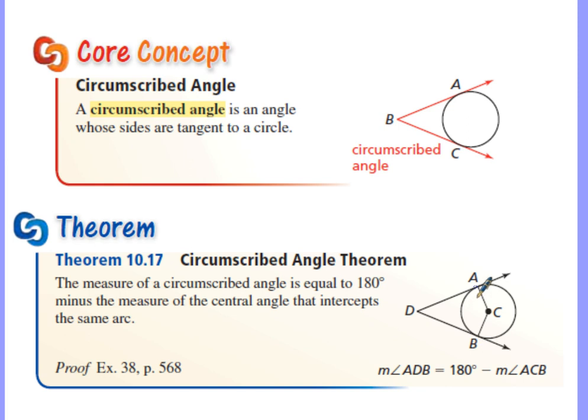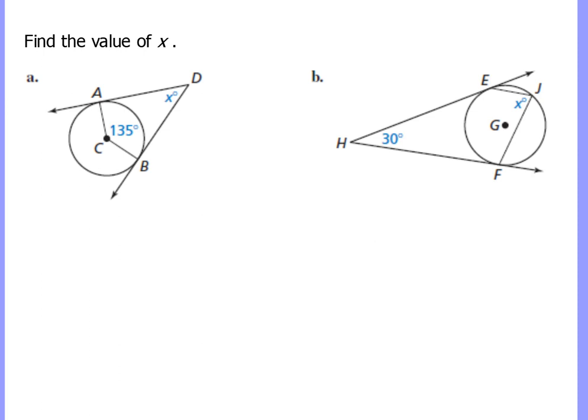I just want to point that out because a lot of times we'll see that we give the arc and I have to make the correlation that it's equal to the central angle. Let's take a look at a couple examples.